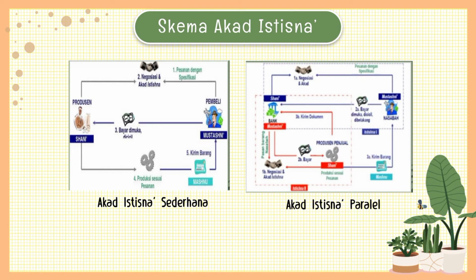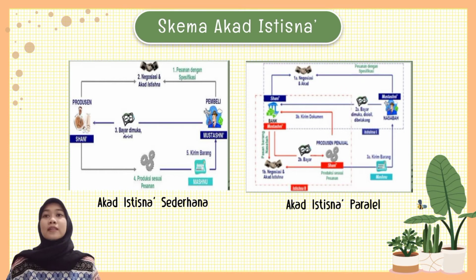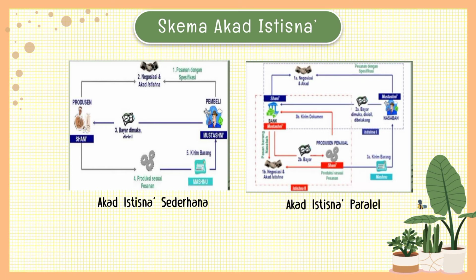Then proceed to step 1A, namely the negotiation and contract stage between the customer and the Islamic bank. When the customer has negotiated, then enters the second istisna stage, namely the Islamic bank will order a house from the producer, and here there will be negotiation and an istisna contract.